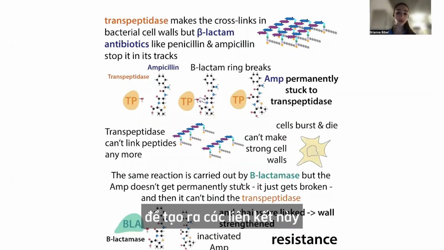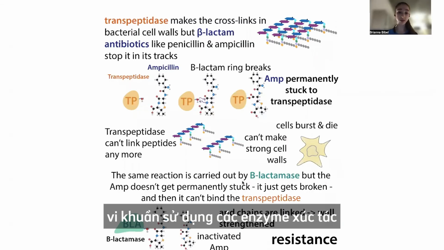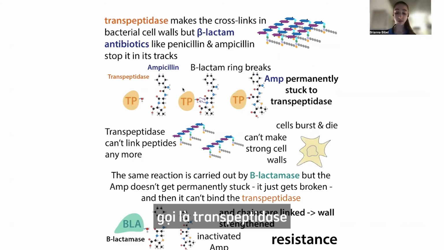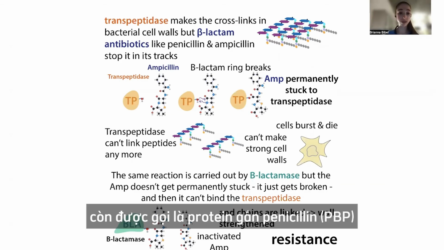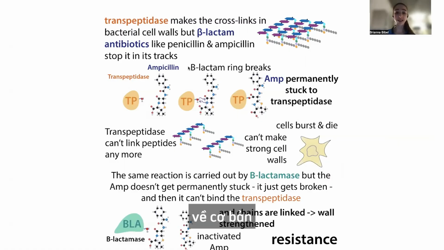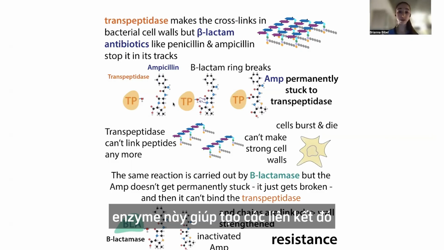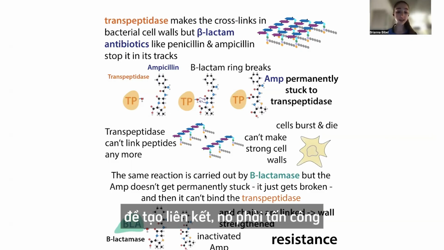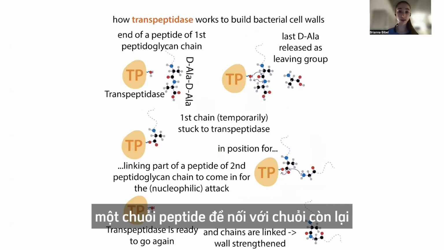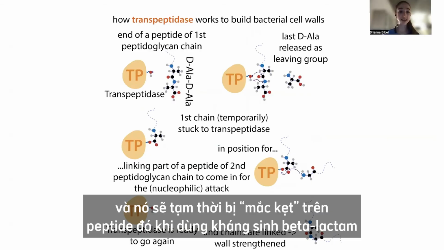In order to make those chains, the bacteria uses enzymes, reaction helpers called transpeptidase, which is referred to as a penicillin binding protein, or PBP. Basically what this does is make those linkages. In order to make those linkages, it has to attack one of the peptides to link it to the other, and it gets temporarily stuck on that peptide.